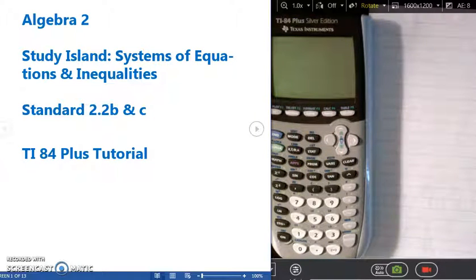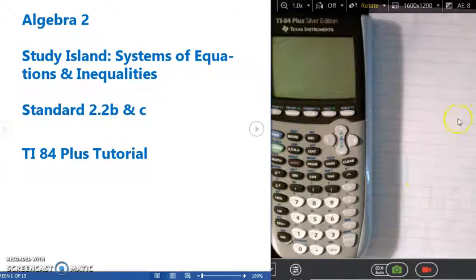We're going to be covering topics under the Study Island lesson called Systems of Equations and Inequalities in Algebra 2. And I'm going to be showing you how to do these problems on the TI-84 Plus calculator.